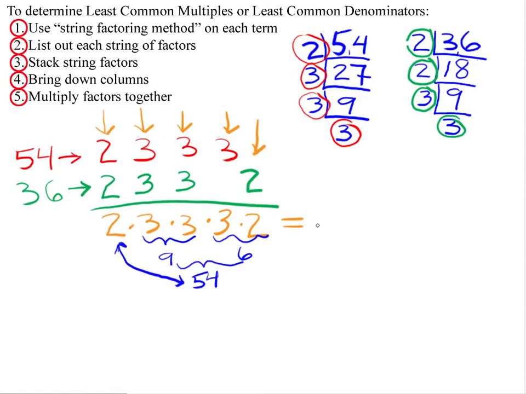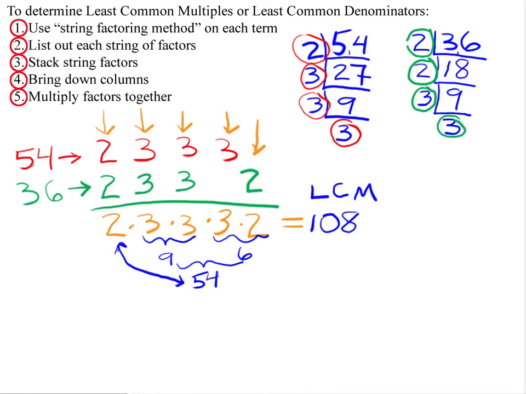And 2 times the 4 is 8. And 2 times the 5 is 10. And there's our final answer, 108. So what does this mean? This means that for the numbers 54 and 36, 108 is a least common multiple.